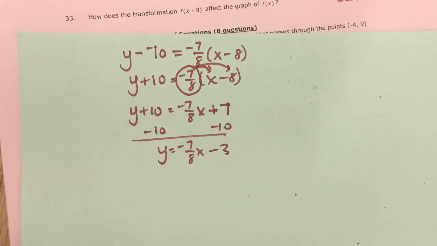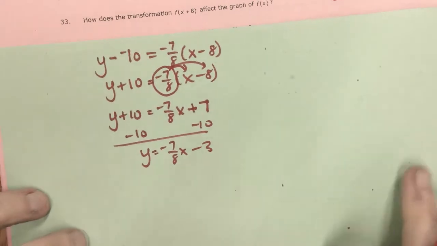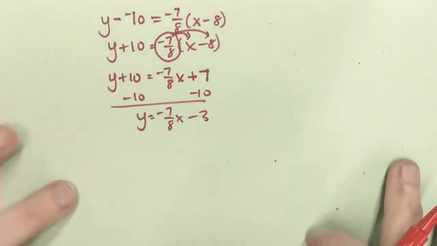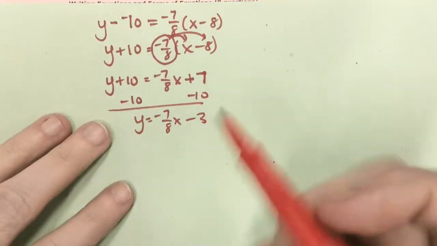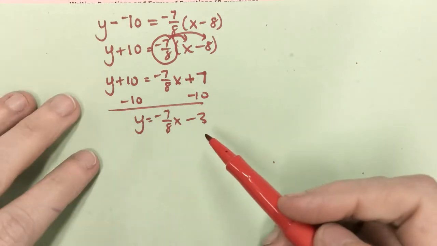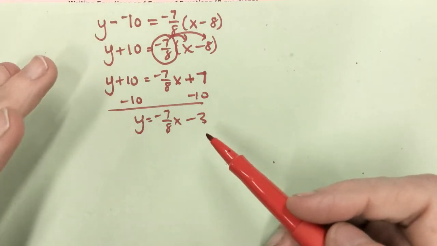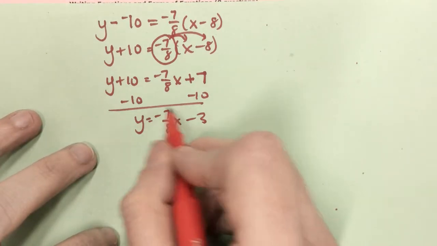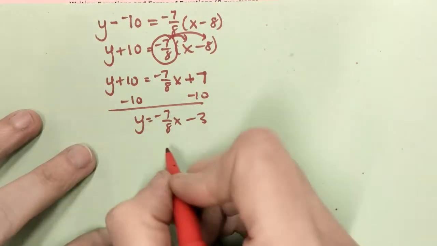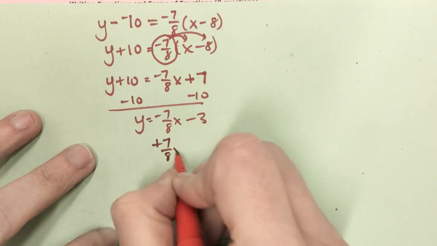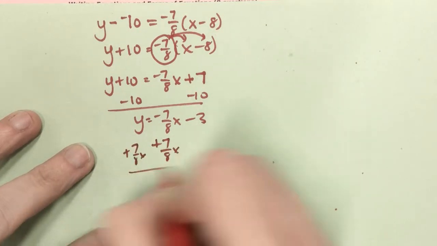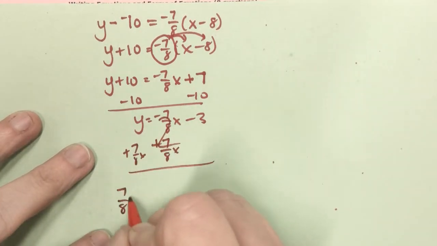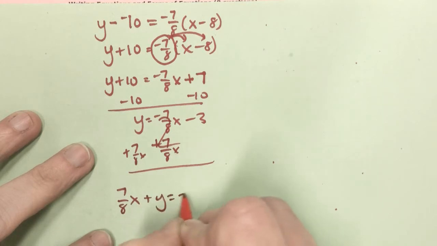Okay, so now that I'm in slope-intercept form, I'm going to move into standard form. I know we hate everything about this, but we're going to do it. On a real test, there are lots of other ways, like if we had multiple choice questions. But we're going to start by getting all of our variables on one side. So I'm going to add 7/8 x to both sides. Now I have 7/8 x plus y equals negative 3.